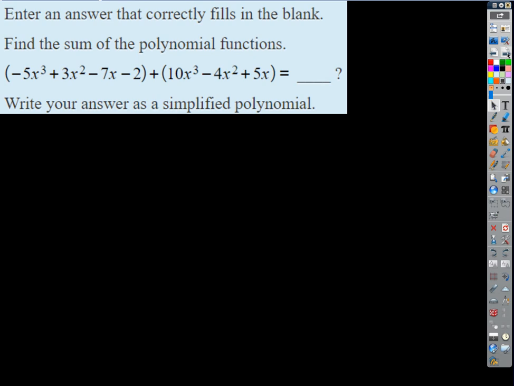What am I going to do if I'm adding up polynomials? Combine like terms. Combine like terms, that's it, right? That's all they do is combine like terms. I'm not even going to go through the example. I'm going to combine the x cubes, combine the x squares, combine the x's, combine the constants.